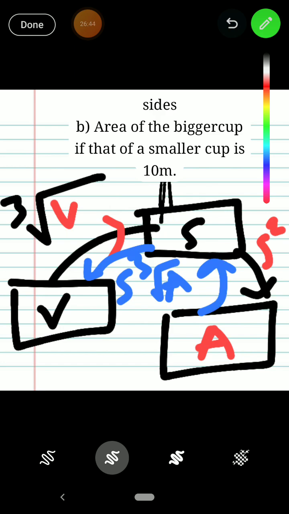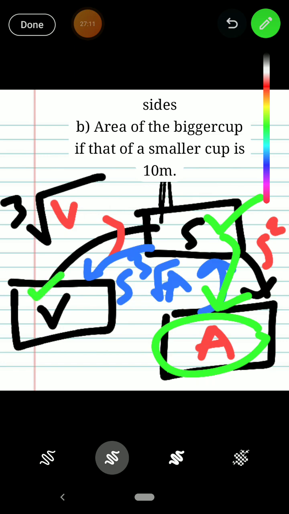So now they want the area of the bigger cup if that of the smaller cup is 10 meters. They have given us the area of the smaller cup. They want the area of the bigger cup. What should we do? Let's assume there was no question A. We have found the ratio of sides, so it's easy. We just have to do power 2 to get the ratios of areas. Then using the ratios of areas, we can find the area. But sometimes they wouldn't ask you question A. They will just give you the ratios of volumes, then they want you to get the ratios of areas.